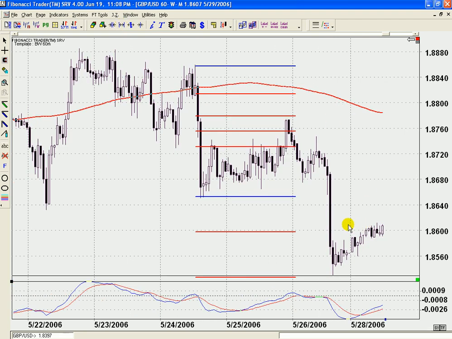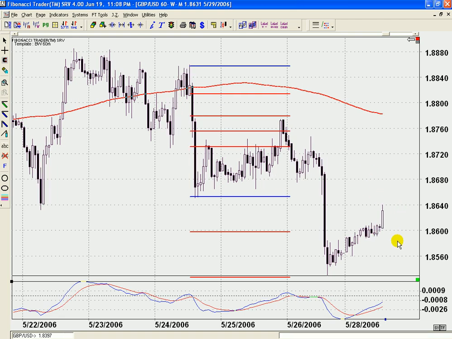Now what we're going to do is this. Since this is potentially a reversal day as a result of the sensitivity of this low, we could see a retracement up to as much as 86.50, but let's watch to see what happens as we retrace into the next trading day. Let's just move forward on this.